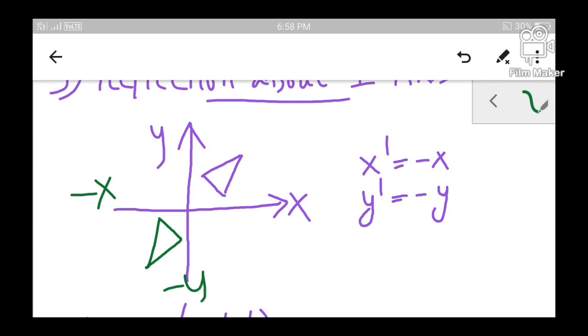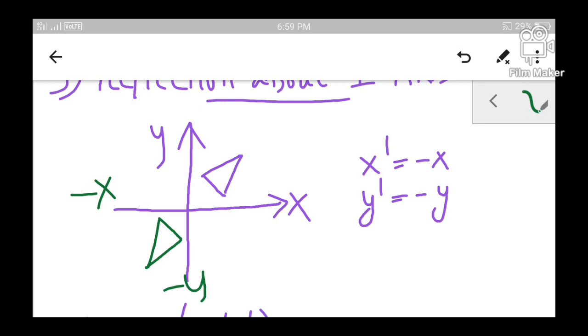So how can you write the equations? That means before reflection, x and y were positive, but after reflection both x and y became negative. That means there is no change in value, only the signs of x and y have been changed. Signs are inverted. So how can the equations be written? Equation can be written as x dash equal to minus x and y dash equal to minus y.